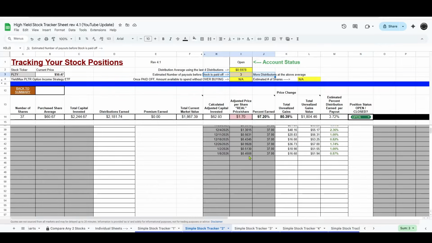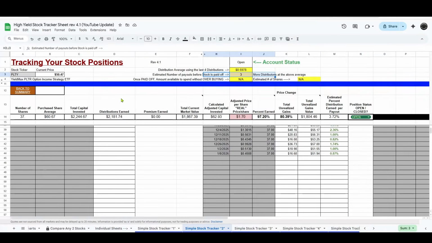Now, granted, we did get 45 cents. So therefore, that payoff of 3 distributions, maybe 4 distributions or 5 distributions, right? So it is flexible and it is moving because that distribution amount that we get paid out is forever changing. But this just gives you an estimated time, and my estimated time at the current average of 59 cents would be 3 more distributions. I like to see this because that just gives me an idea of when that's going to get paid off. And what do I mean by paid off?